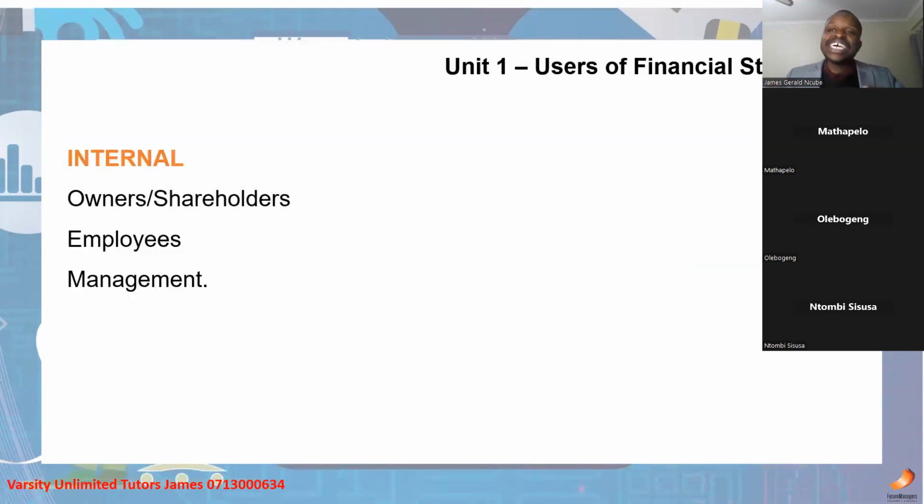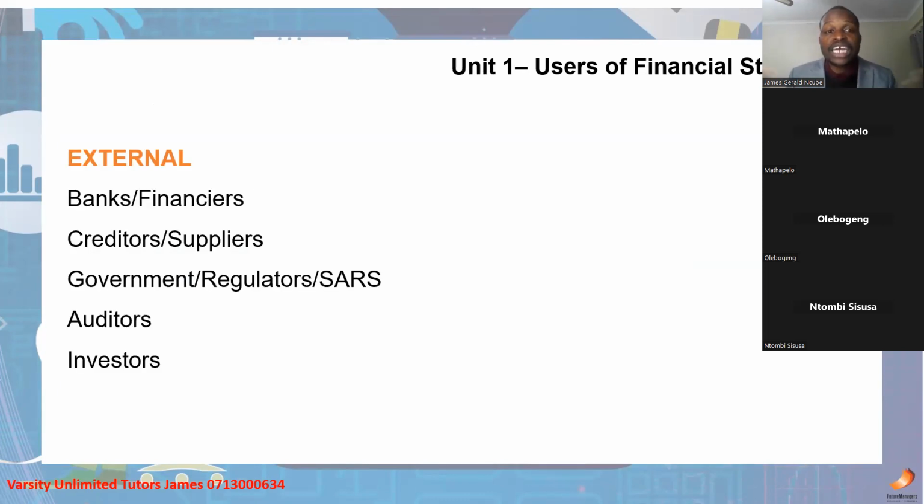Then lastly, we looked at the users of financial information, where we said that there are internal users and external users. The internal users being the employees of an organization who want to know about their salary, or the management who want to make decisions. And the external users, we looked at bankers, creditors, governments, and so on, each of whom has a specific role in terms of what they use financial information for.